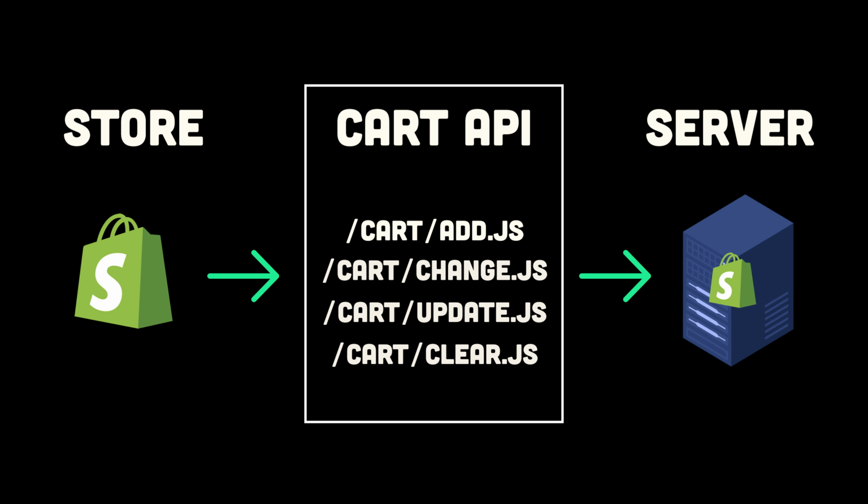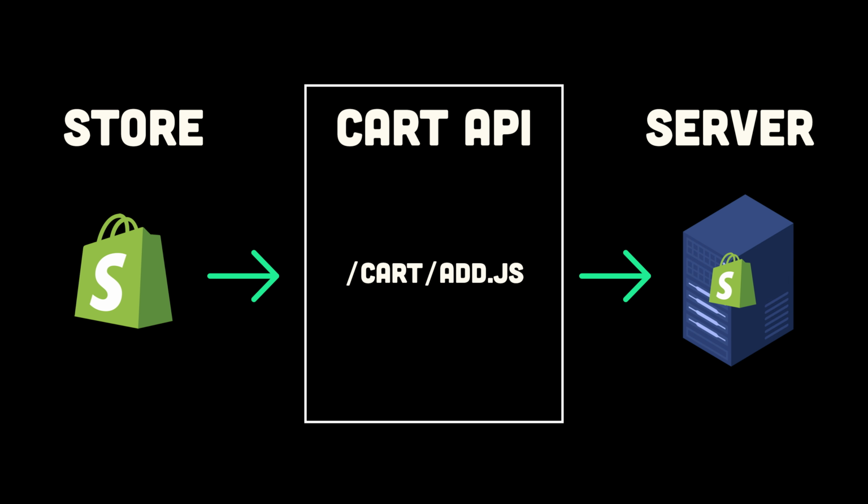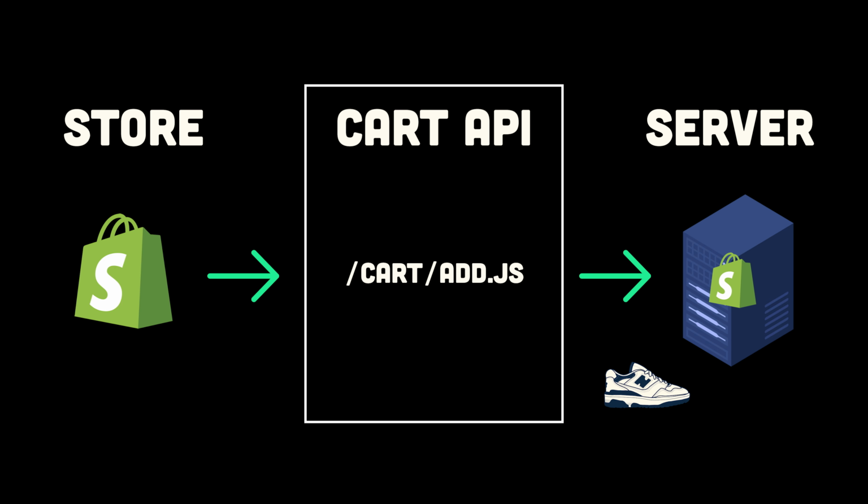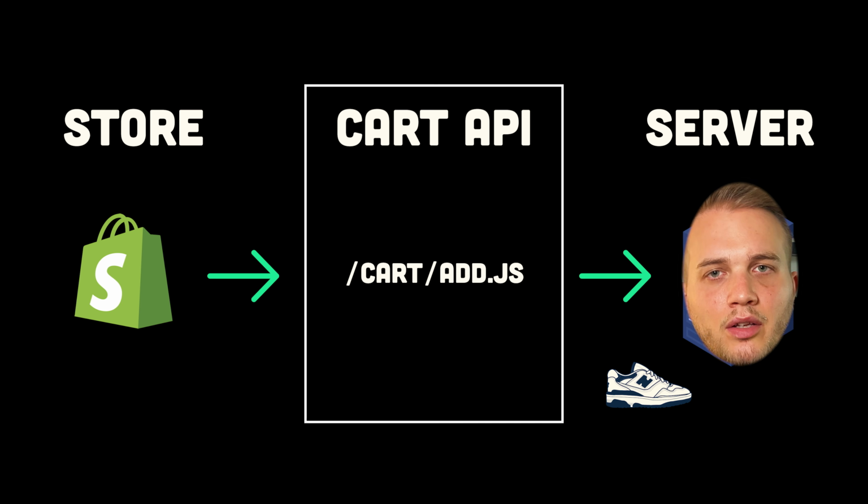Like any other API, the Cart API also has endpoints which we can use to tell the server what to do. For example, with the cart/add.js endpoint, we can tell the Shopify server, put these shoes in the cart. And the Shopify server goes, right, I can do that. This may sound a little bit complicated at first glance, but it's actually not as bad as you may think.